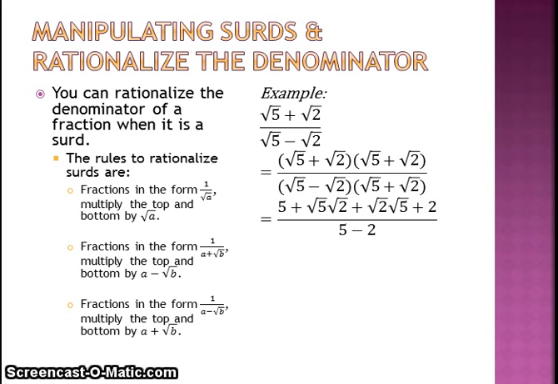Now the top and the bottom, you will need to expand, open up the brackets. You have 5 plus square root 5 square root 2 plus square root 2 square root 5 plus 2, and the bottom you are left with 5 minus 2. Why 5 minus 2? This is just the a square minus b square formula. Simplify the value, and you have 7 plus 2 square root 10 over 3. That will be the answer required for your A-level.